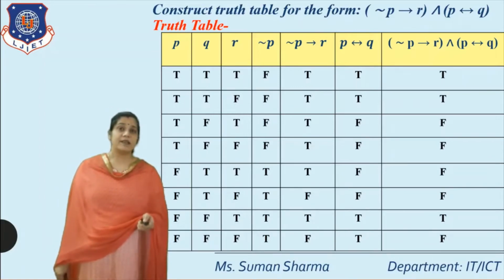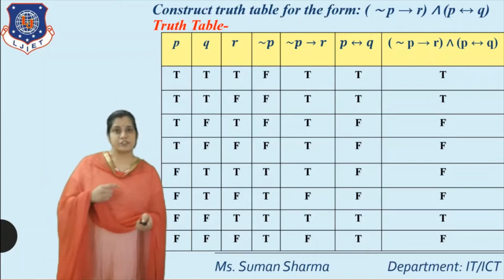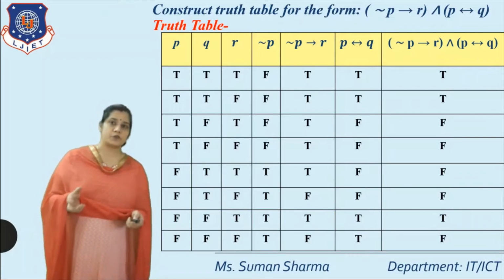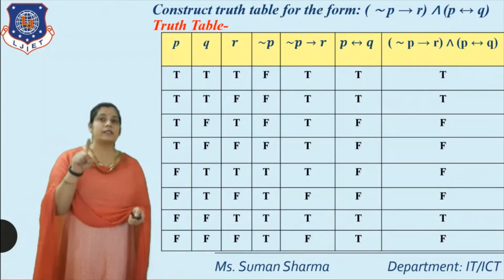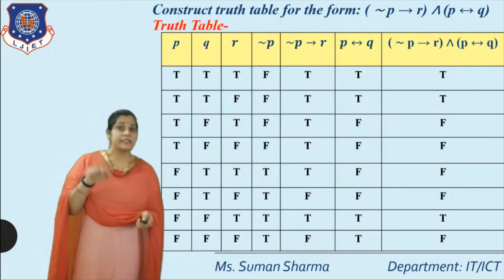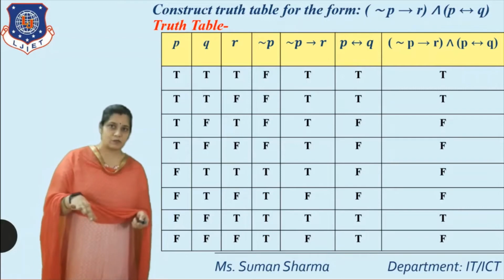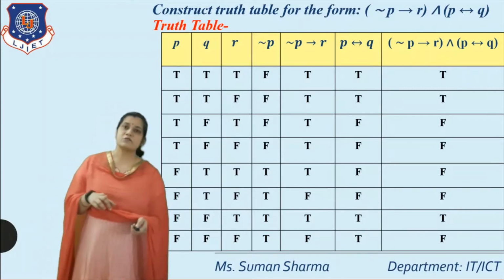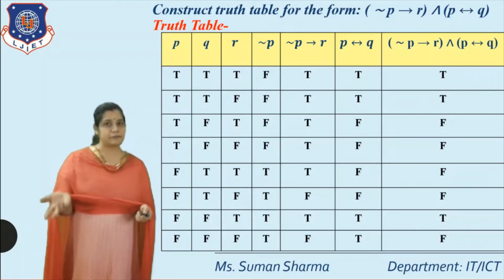So what do you mean by P biconditional Q? The process is that if the two statements are true or the two statements are false, you write only true, T. But if your first statement is true and the second is false, you write false. And if your first statement is false and the second is true, again you write false. That means what?